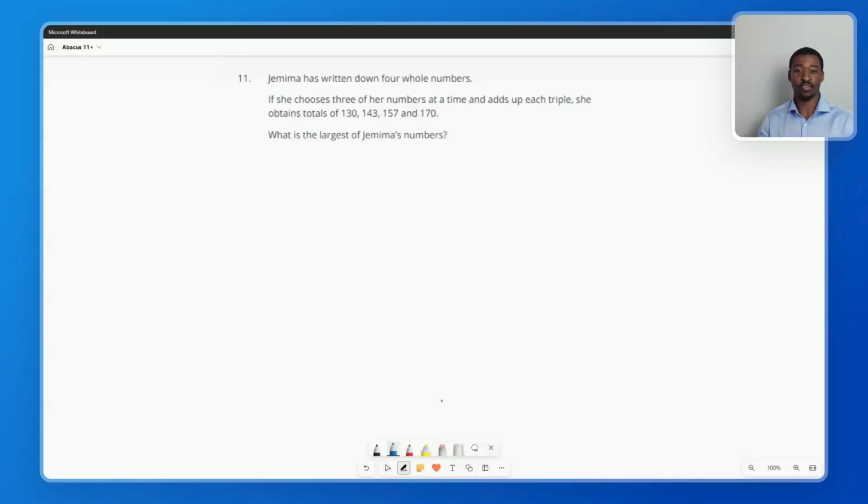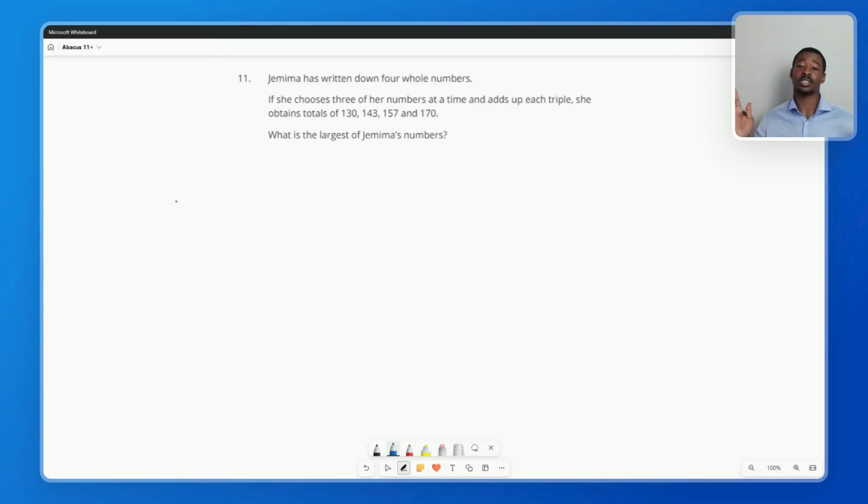Okay, so here for our final question, we have a very interesting problem-solving type question. Jemima has written down 4 whole numbers. If she chooses 3 of her numbers at a time and adds up each triple, she obtains totals of 130, 143, 157, and 170. What is the largest of Jemima's numbers?